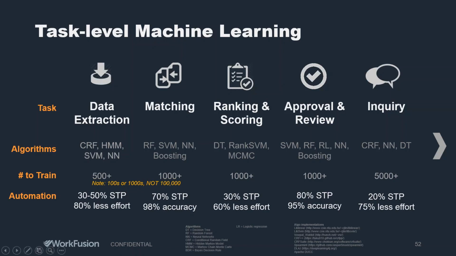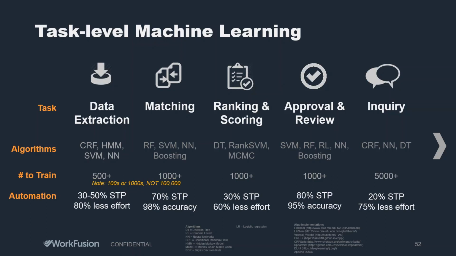So the question came up before of how many examples does it take? Typically for data extraction, it's only 500 examples. And from those 500 examples, maybe one algorithm works well with low data, maybe another algorithm works well for larger data sets. But the data is going to continue to train and get better over time.